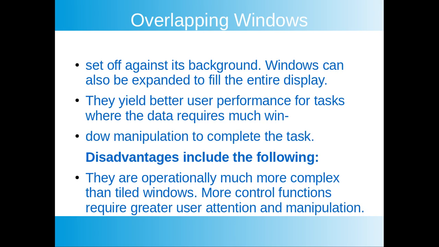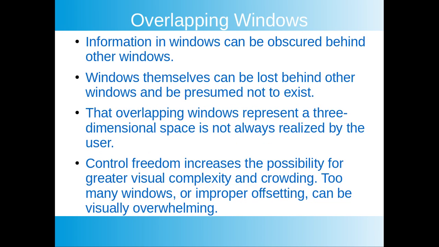There are some disadvantages. They are operationally much more complex than tiled windows. More control functions require greater user attention and manipulation. Information in windows can be obscured behind other windows. Windows themselves can be lost behind other windows and be presumed not to exist. That overlapping windows represent a three-dimensional space is not always realized by the user. Control freedom increases the possibility for greater visual complexity and crowding. Too many windows or improper offsetting can be visually overwhelming.